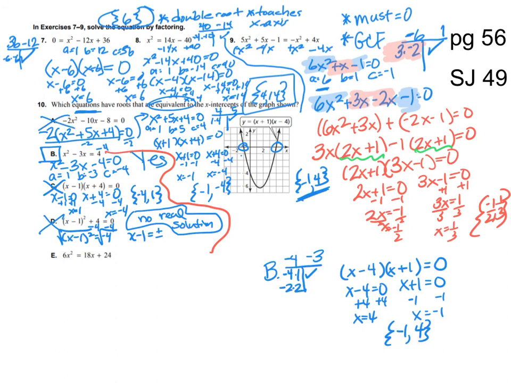So far, only one yes. So I'm going to assume that letter E is going to be a yes, but you can't assume. You have to show your work. So I'm going to subtract 18x from both sides and subtract 24 from both sides. That will give me a 0 on the right-hand side. I'm going to factor out the greatest common factor of 6.